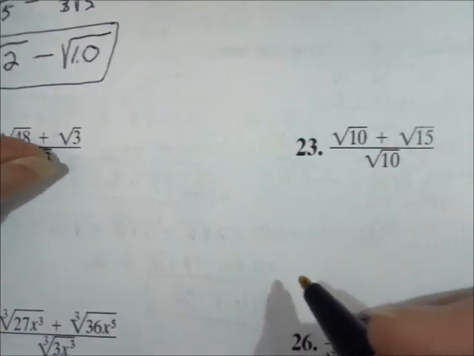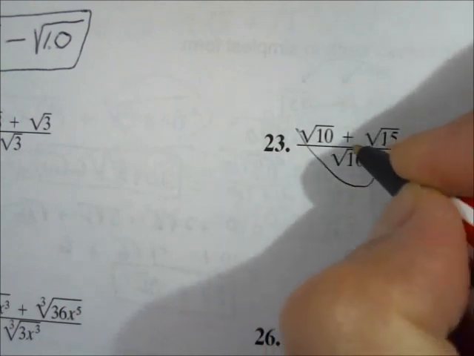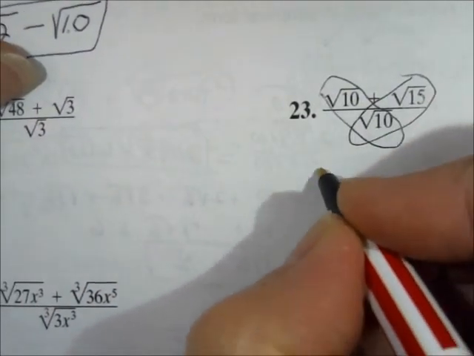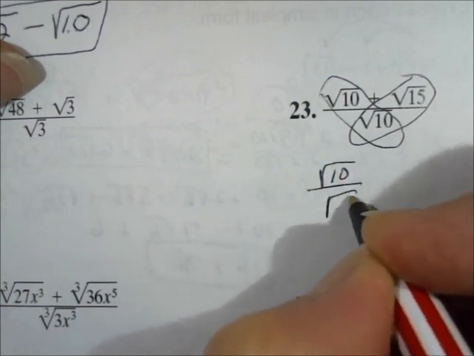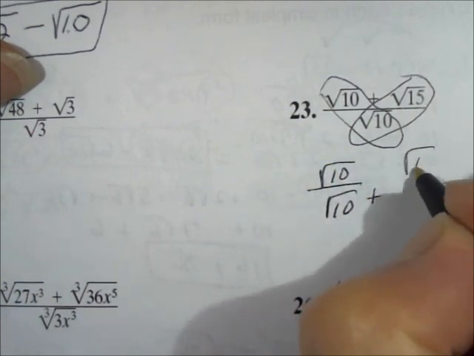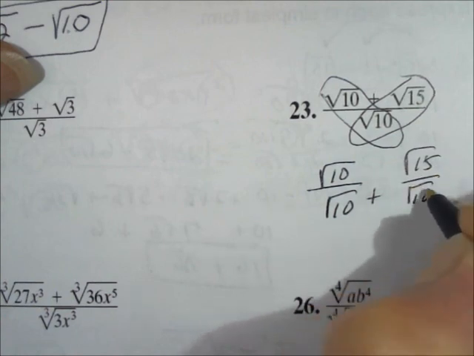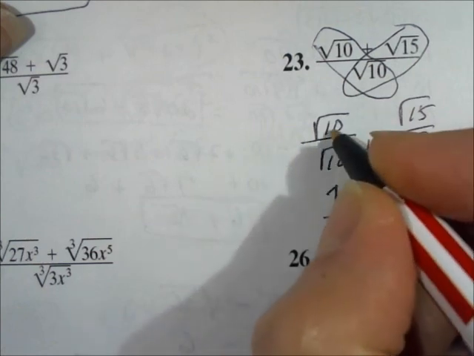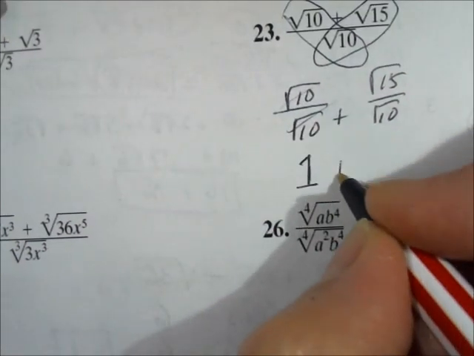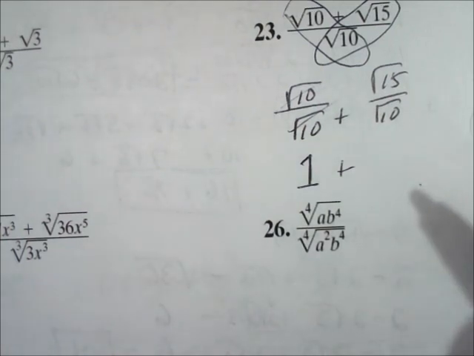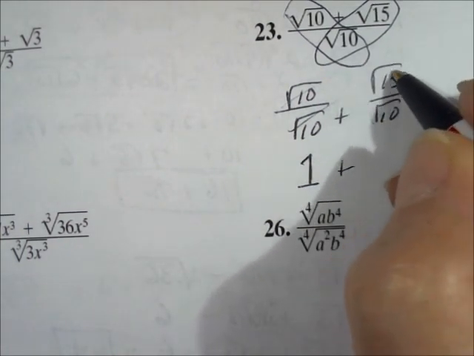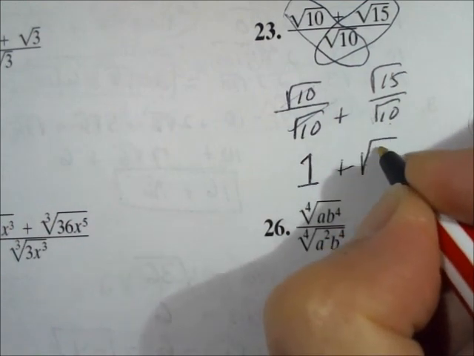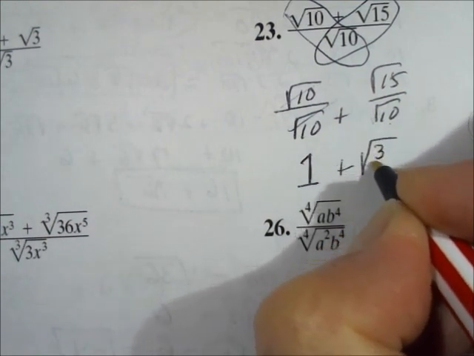Number 23. Very similar problem. You're going to create two fractions out of this single fraction, the square root of 10 over the square root of 10, plus the square root of 15 over the square root of 10. Well, anything over itself is 1, so I'm just going to put a 1 there. They actually cancel each other out. Plus, now 15 over 10, you can call that 15 over 10, or you can reduce that down because 5 goes into each of them. The square root of 15 tenths reduces down to the square root of 3 over 2.